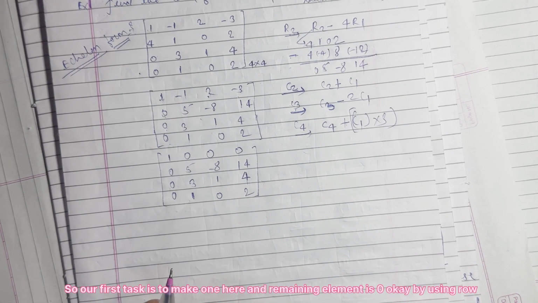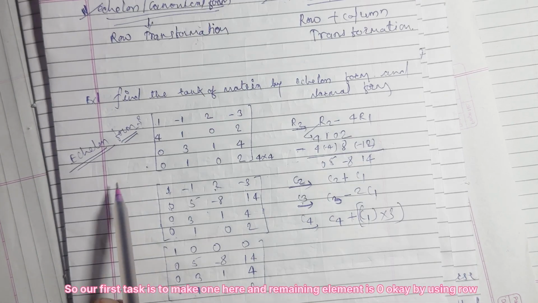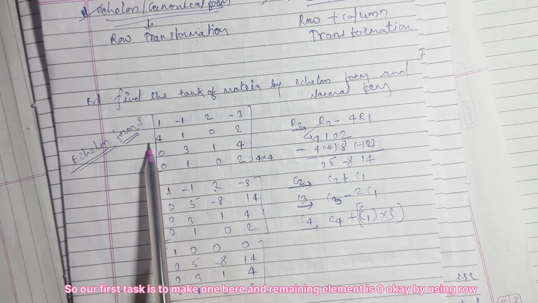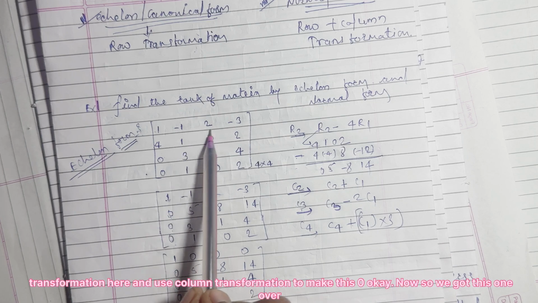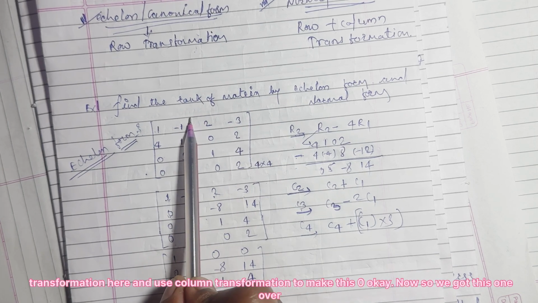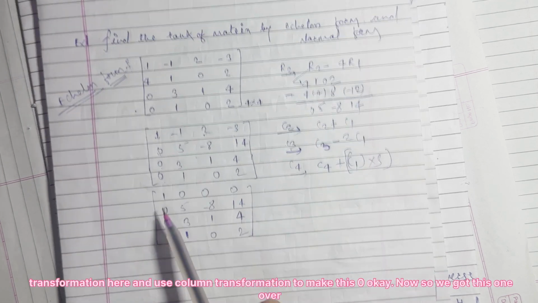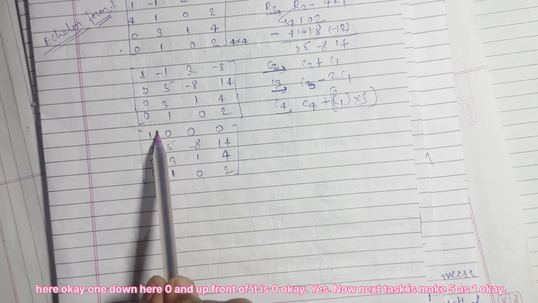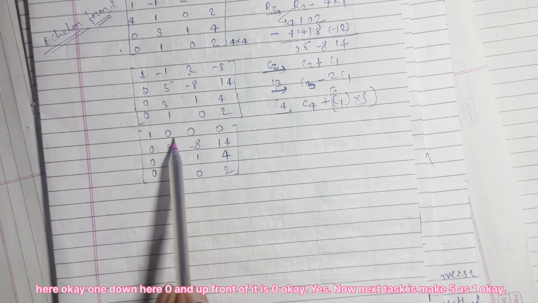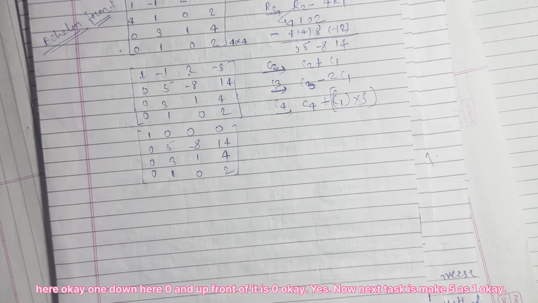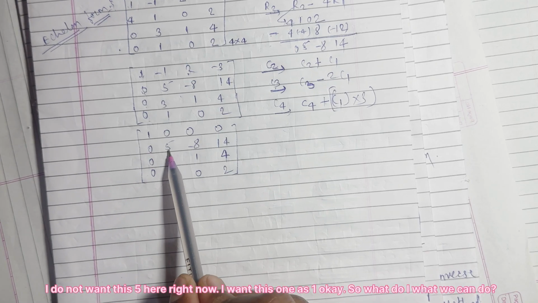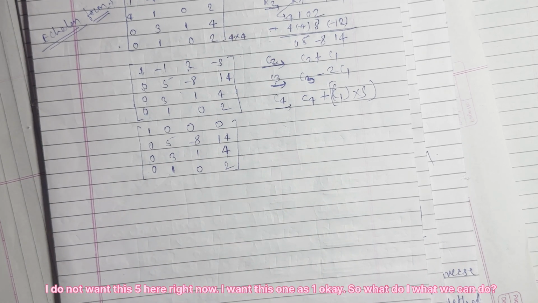See what I have done. Let me repeat again. Our first task is to make 1 here and the remaining elements 0, by using row transformation here, and use column transformation to make this 0, okay. Now we got this over here, 1 down here 0 and in front of it 0, okay. Now the next task is to make 5 a 1. I do not want this 5 here right now, I want this one as a 1, okay.